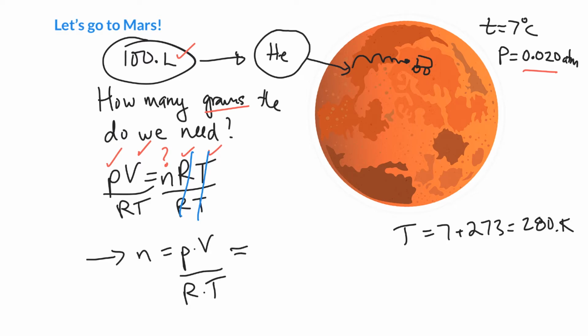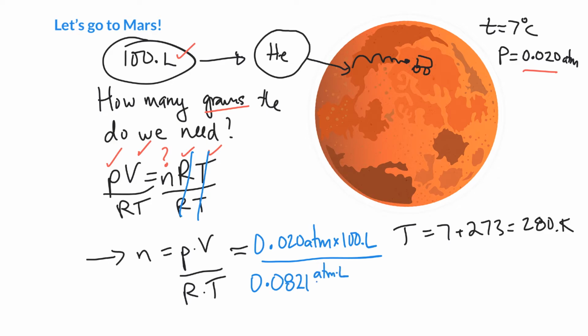So the pressure is 0.020 atmospheres. The volume we wanted was 100 liters, so that's a big balloon. Our gas constant is 0.0821, and then we've got those funky units of atmosphere liter over mole Kelvin, and we've got our temperature of 280 Kelvin. So we can play the unit cancellation game. The atmospheres cancel, so do the liters, and the Kelvin cancel.